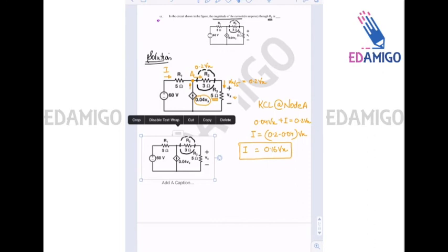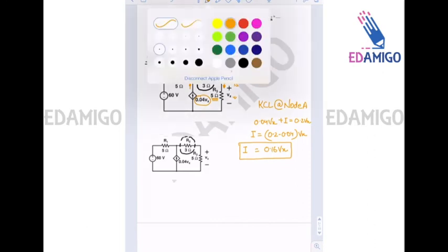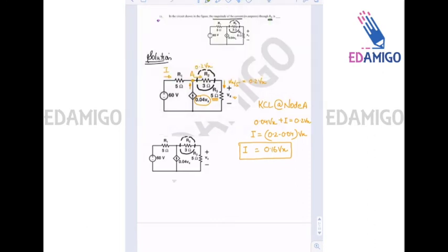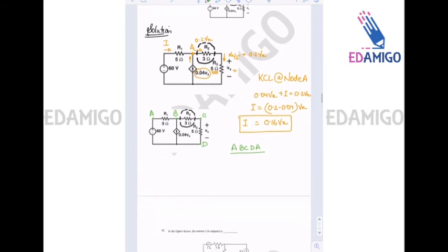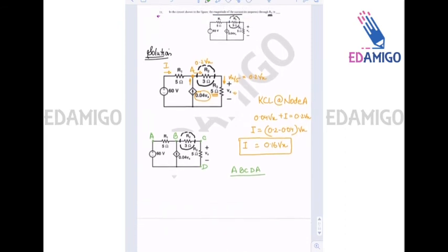Okay, so now again I will redraw the figure. Now I have to find the current flowing through the resistance R2. So I have variable Vx in the whole circuit. So to find that, I will apply a KVL. So suppose this is node A, this is B, this is C, this is D. Okay, so I will be applying KVL A, B, C, D, A. Okay, a very simple problem.